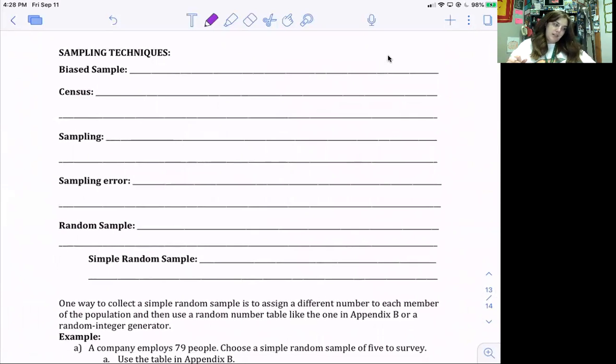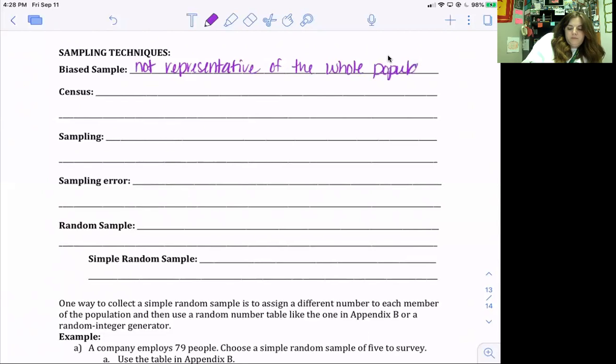Okay, looking at sampling techniques. So first one with this we talk about is a biased sample. And this is when it's not representative of the population, or of the whole population. Okay. Census, we already talked about it being the survey of the entire population. So we're gonna skip that one.